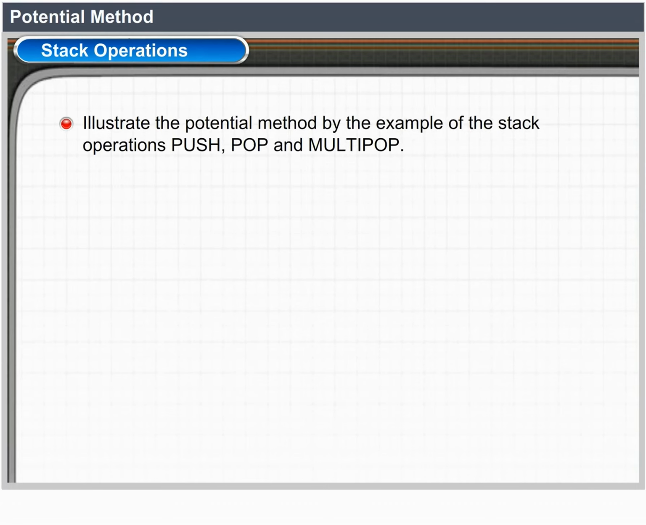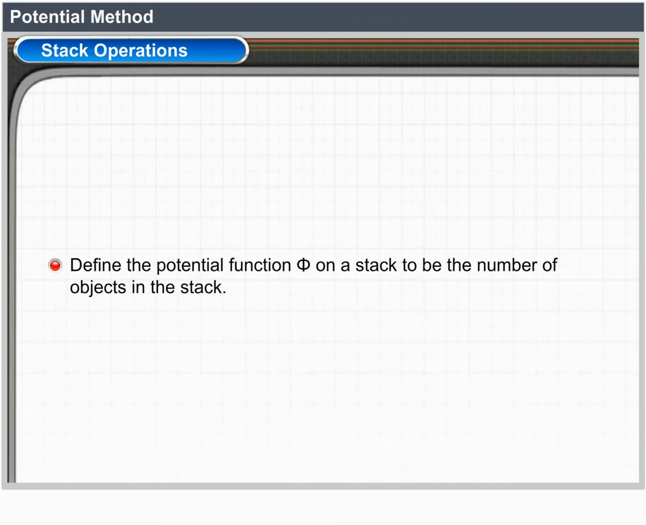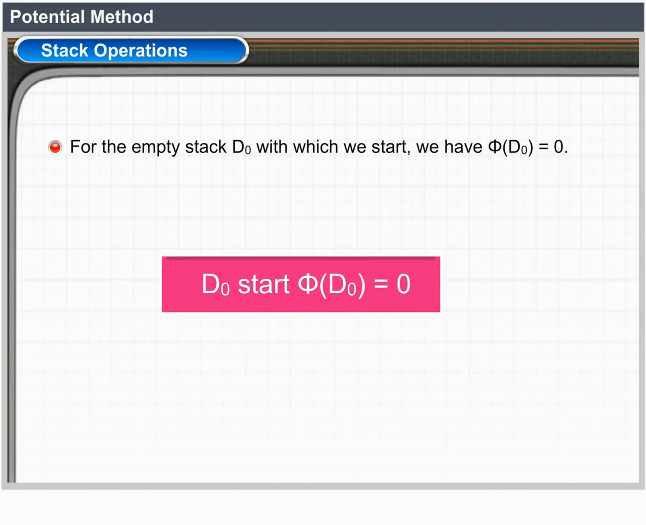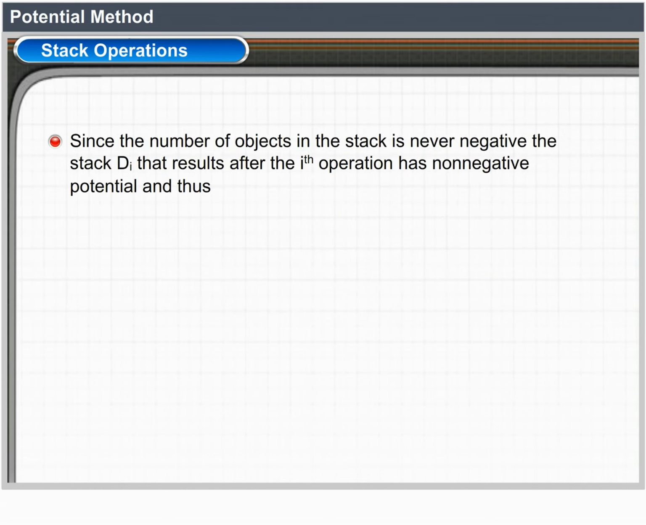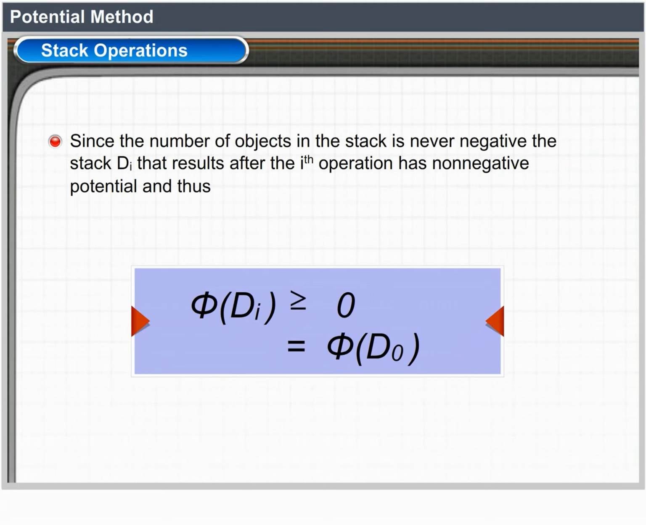Illustrate the potential method by the example of stack operations push, pop and multi-pop. Define the potential function phi on a stack to be the number of objects in the stack. For the empty stack D0 with which we start, we have phi of D0 equals 0. Since the number of objects in the stack is never negative, the stack Di that results after the ith operation has non-negative potential and thus phi of Di is greater than or equal to phi of D0.